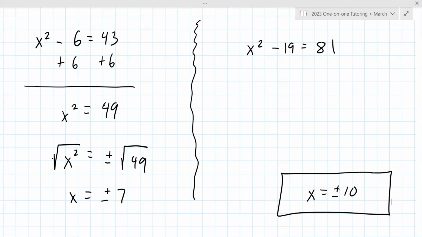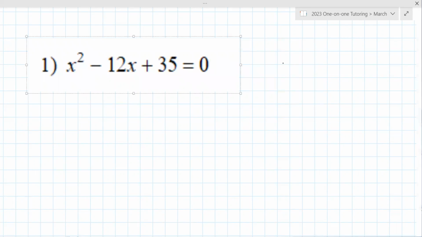Let's do 1 or 2 factoring problems to close out here. So these are like the ones we were doing kind of in the middle. So let's do those real quick. Here's a problem to solve by factoring. So you're looking for 2 numbers that multiply to 35, but add to -12. What could those numbers be? What's one possibility?